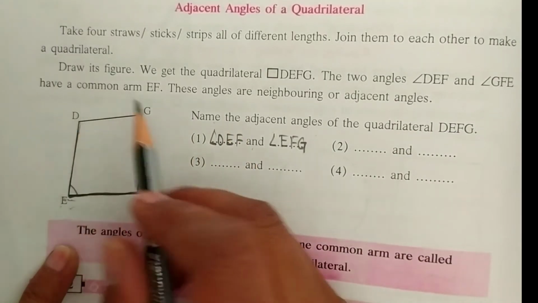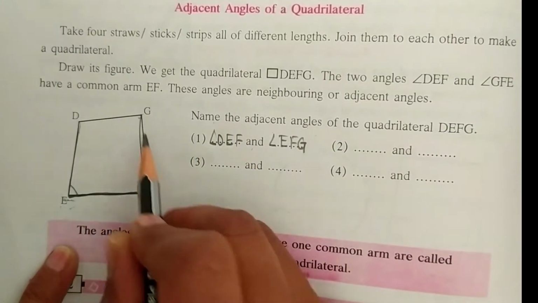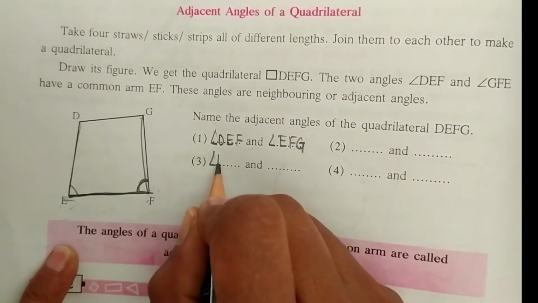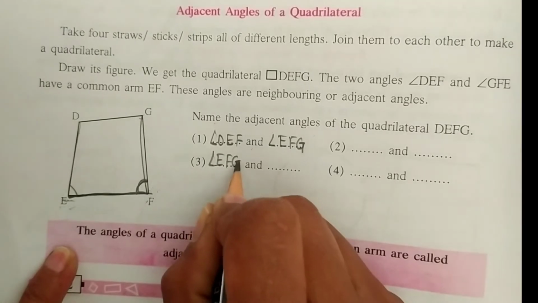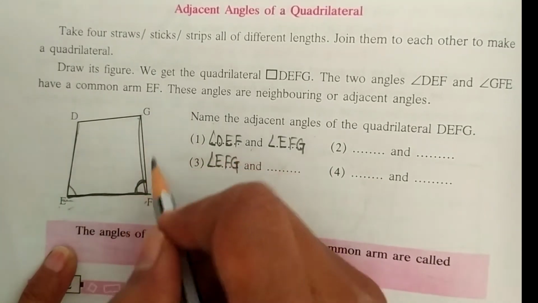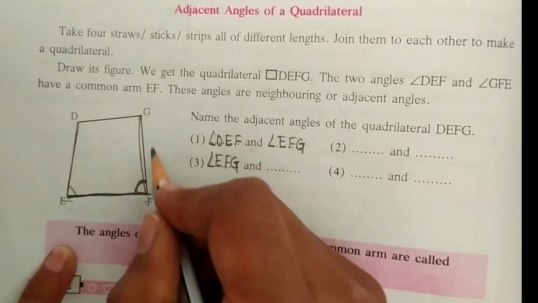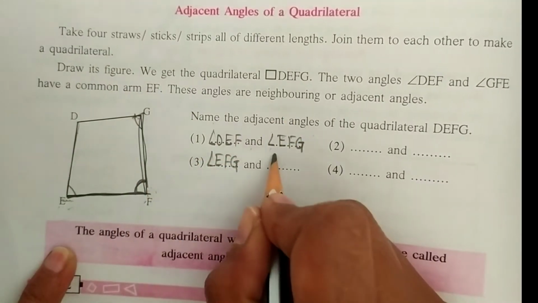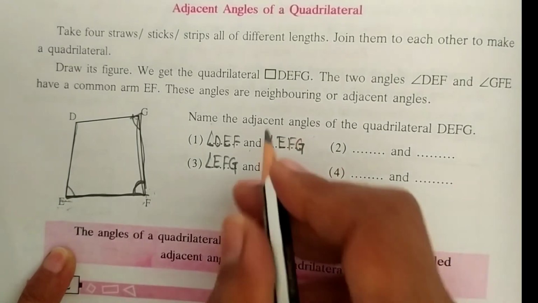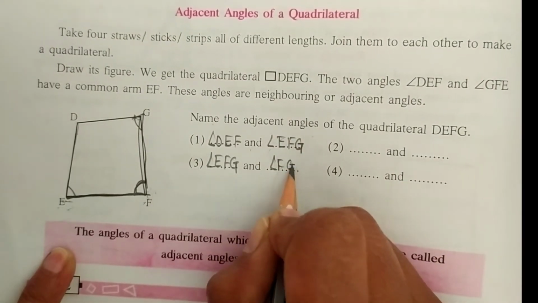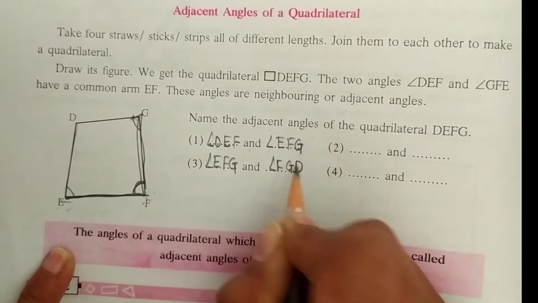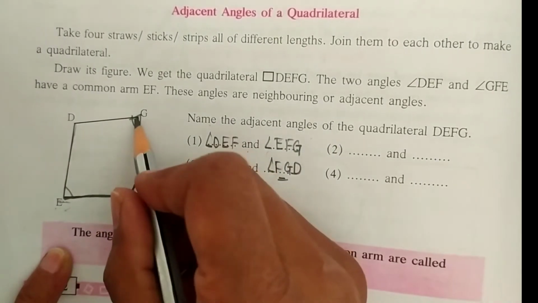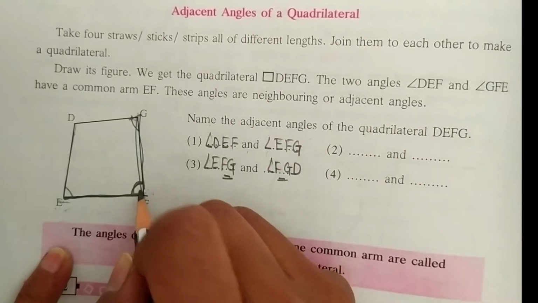Now angle EFG, this one, and angle FGD, this one, these two angles are neighboring angles and they have a common arm, that is FG. So these two angles are also adjacent angles of this quadrilateral.